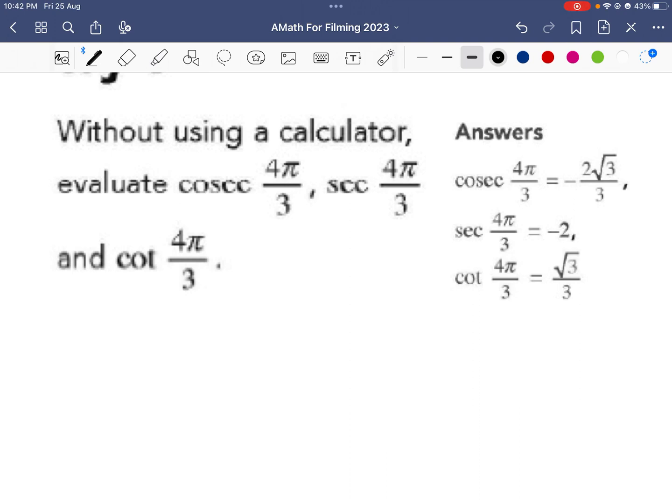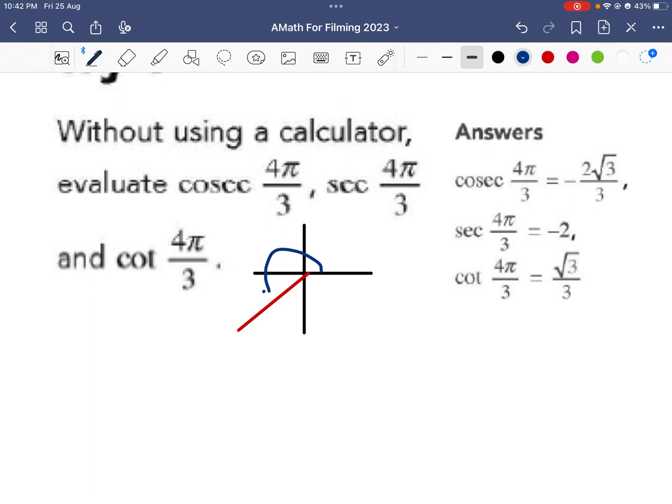So actually what we are looking for is cosecant of 240, secant of 240, and cotangent of 240 degrees. So now let me just draw my diagram. Where is this 240 degrees? 90, 180, 240 is somewhere here.